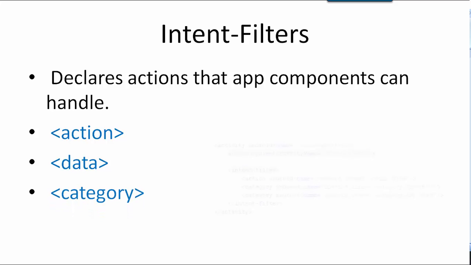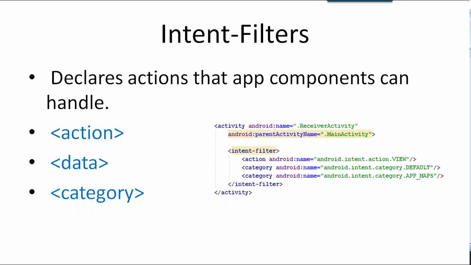Now, to declare an intent filter for your app, you create an intent filter element inside a component. Like I mentioned previously, you can declare three types of intent filters: action, data, and category. So when other apps need to use certain features of your app, Android OS will present your app to the user. Hopefully you have learned about implicit intents after watching this video.